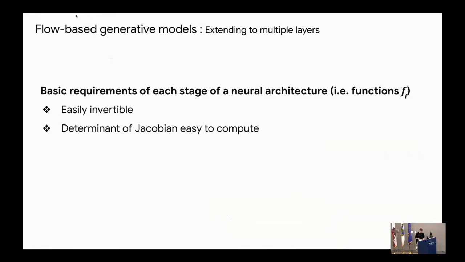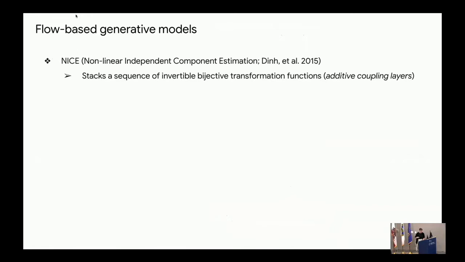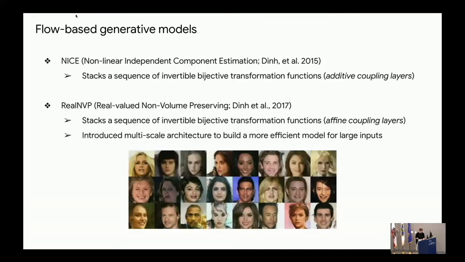So there's a lot of different kinds of flow-based generative models that have been proposed. I'm just going to point to a couple of them. So this is an early one, nonlinear independent component estimation, and this basically stacked a sequence of invertible transformations. They were called additive coupling layers.